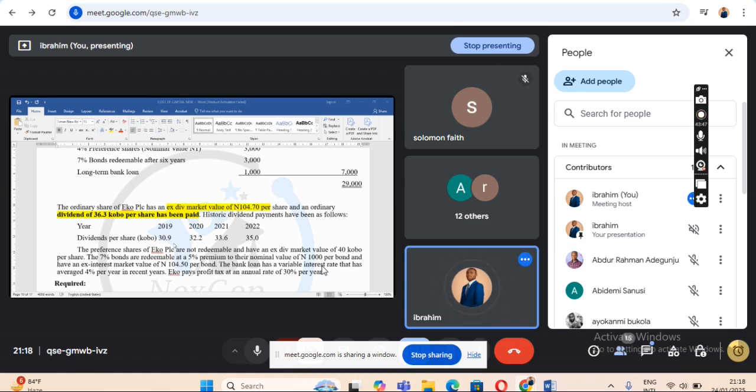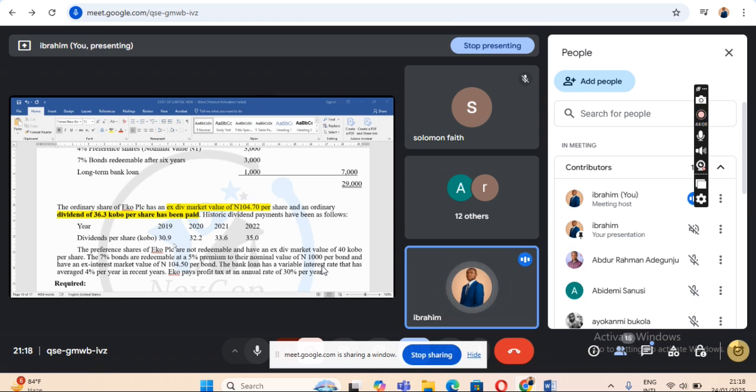In 2019, it was 30.9. It increased to 32.2 in 2020. From 2020 to 2021, it gave you 33.6. From 2021 to 2022, there is a growth to 35 naira per share. Then the current one that they paid is in 2023, which is not stated.